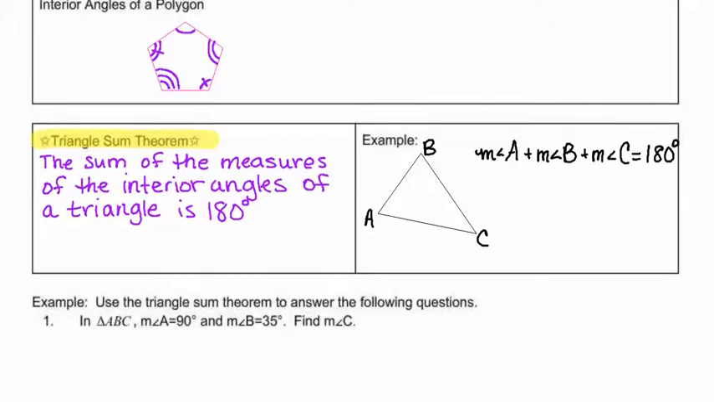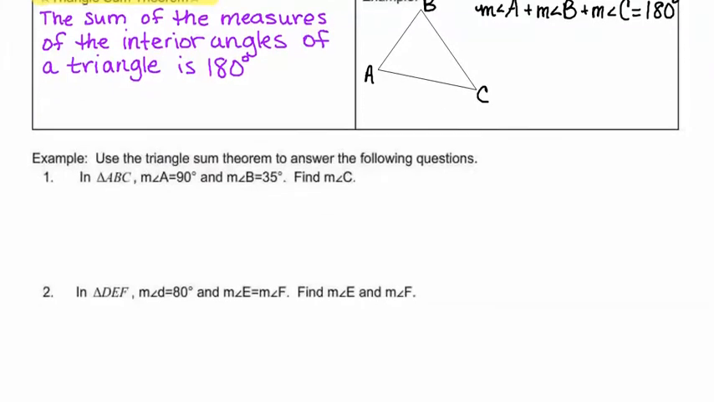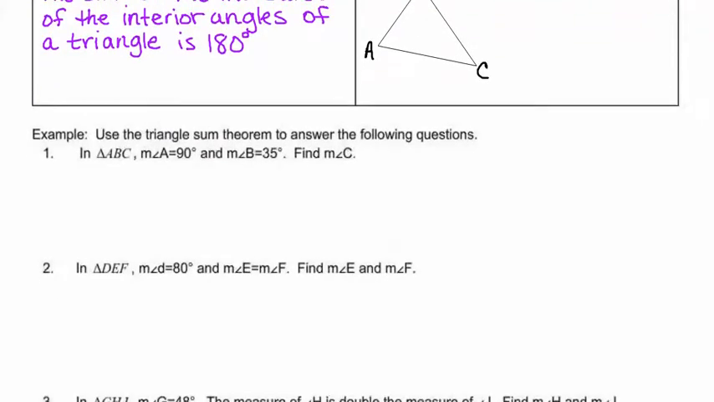So we have three examples down here below that we're going to be looking at. Use the triangle sum theorem to answer the following questions. In triangle ABC, the measure of angle A is 90 degrees and the measure of angle B is 35 degrees. Find the measure of angle C.